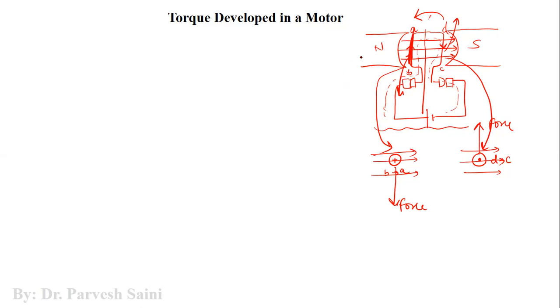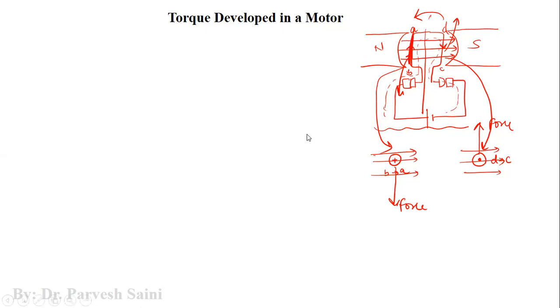The conductors work in pair. If one conductor of a pair has the current in one direction, the other conductor of that pair will have the current in the opposite direction, so that the forces experienced by these conductors assist each other. The forces assist each other, and we get a particular direction of rotation of the motor.